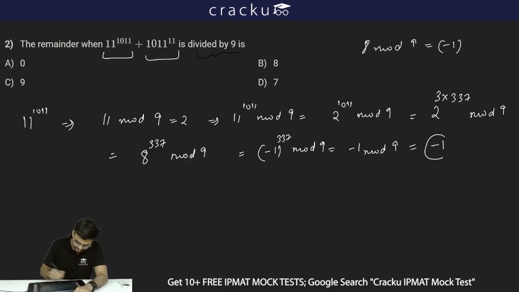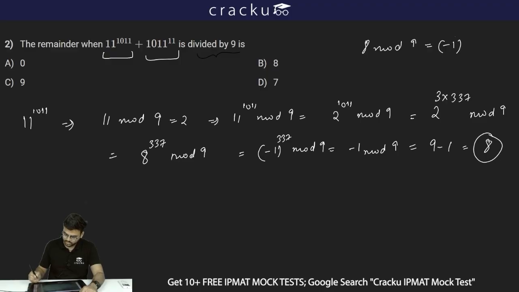Instead of minus 1, if any negative number is divided, what we do is basically subtract that number from the divisor. So the remainder will be 9 minus 1, which is equal to 8. So for 11 to the power 1011, 11 mod 9 is 2, so 2 to the power 1011 mod 9, which is 2 to the power 3 into 337 mod 9.